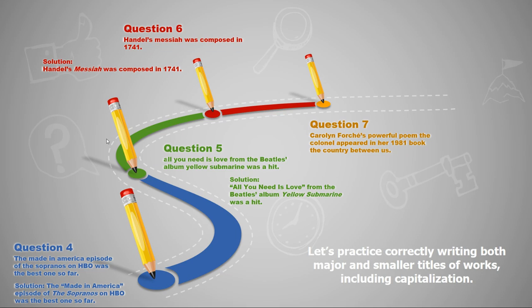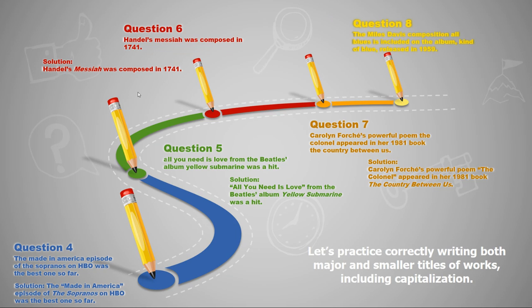Take a few moments again and look at this one. Make whatever corrections you need in terms of capitalization, and also put the major work in italics or underline, and put the shorter work in quotation marks. And your answer should look like this. "The Colonel" should be in quotation marks because it is a poem, and poems are shorter works, remember. And The Country Between Us is the book, which is a major work. So it should be either italicized or underlined.